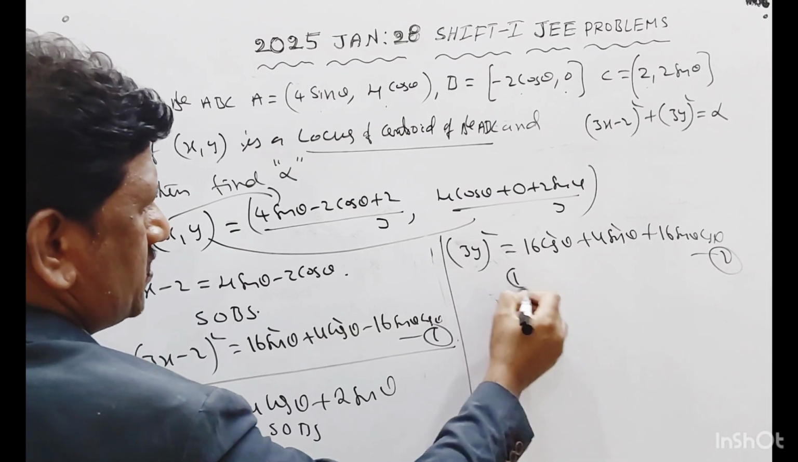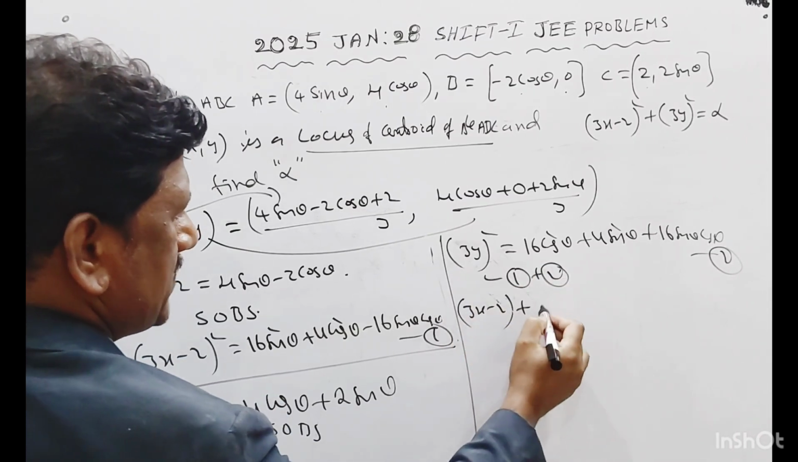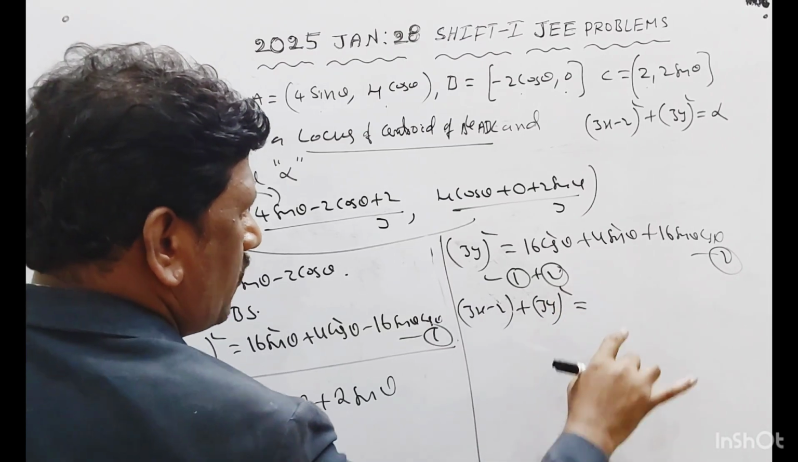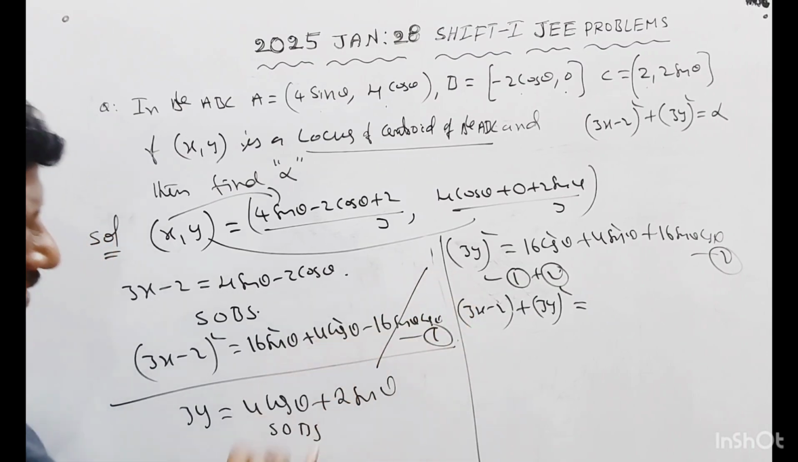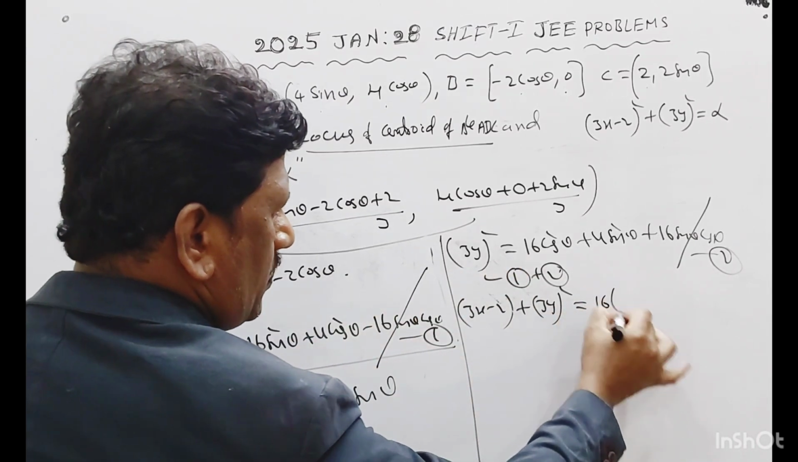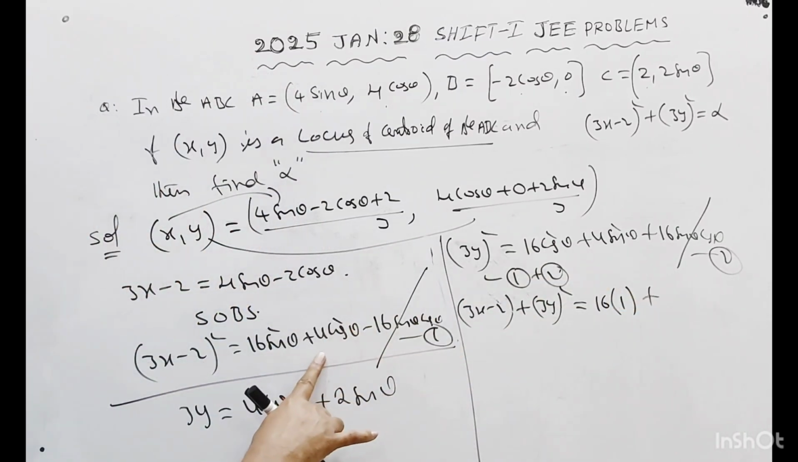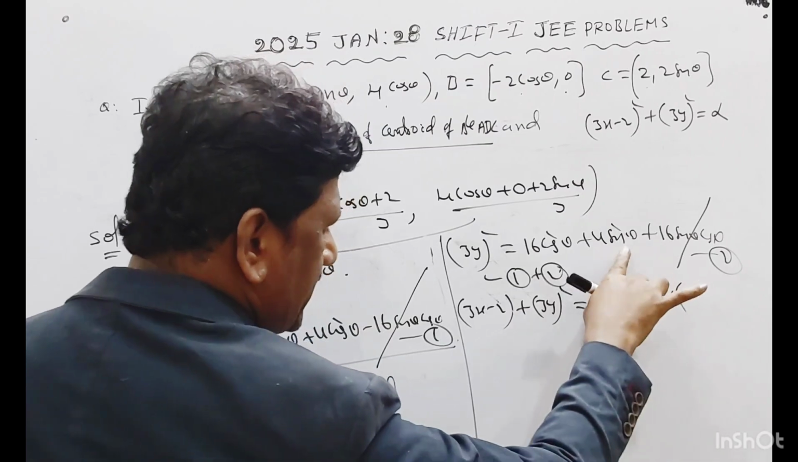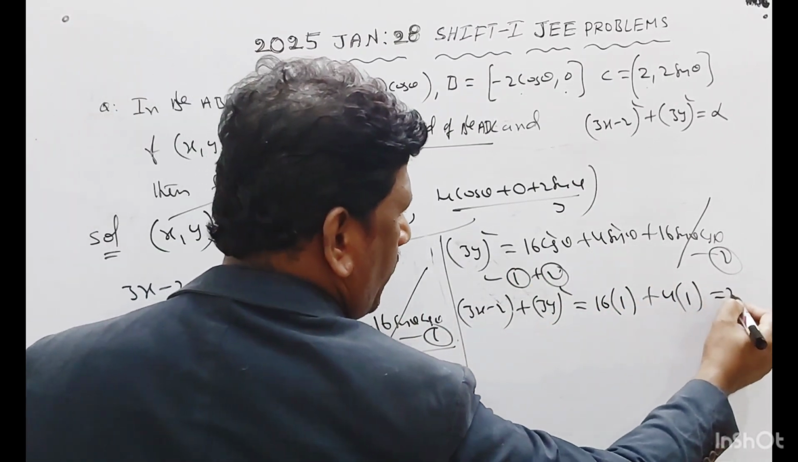Now add both equations, 1 plus 2, so that you will get (3x minus 2) whole square plus (3y) whole square is equal to... whenever you add these two steps, minus 16 sine theta cos theta plus 16 sine theta cos theta get cancelled. Then from these two steps you take 16 common, and sine square plus cos square is 1. Similarly, 4 is there in both, take the 4 common, then sine square theta plus cos square theta value will be 1. So this value will be 20.